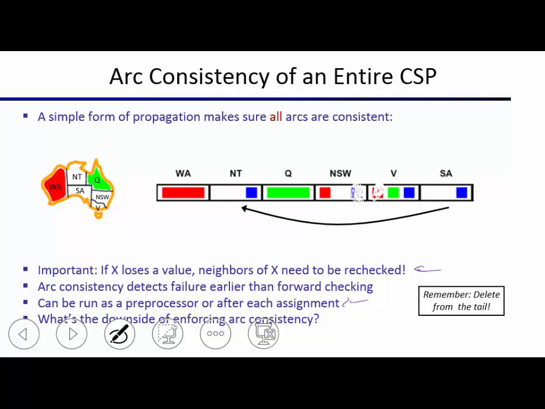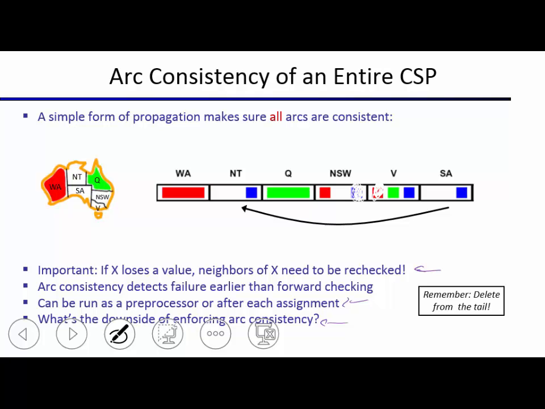What's the downside of doing this? Well, it's a lot like what we have with heuristics for A star. If you do something very thorough with your heuristics, in this case, something very thorough in terms of checking consistency of values that remain in your domains, you're doing a lot of work that you're not spending traversing your search tree.